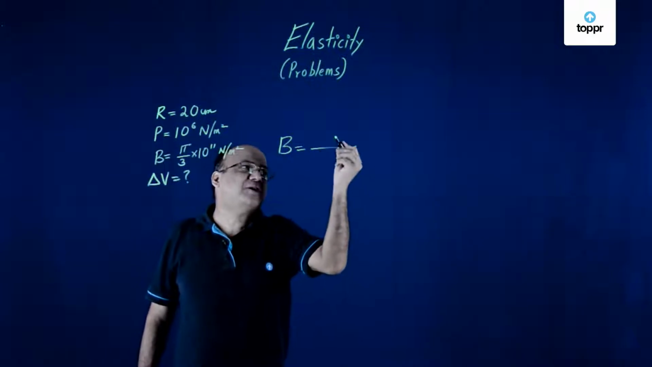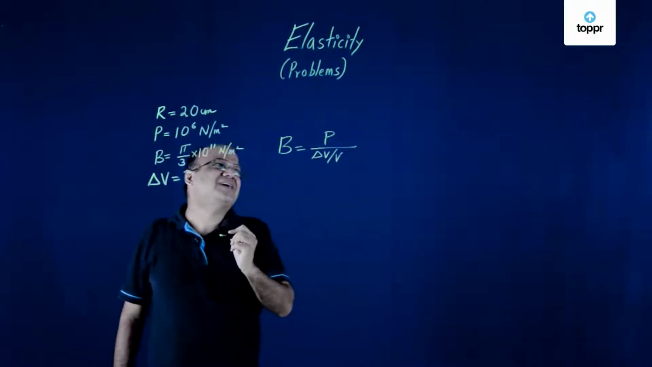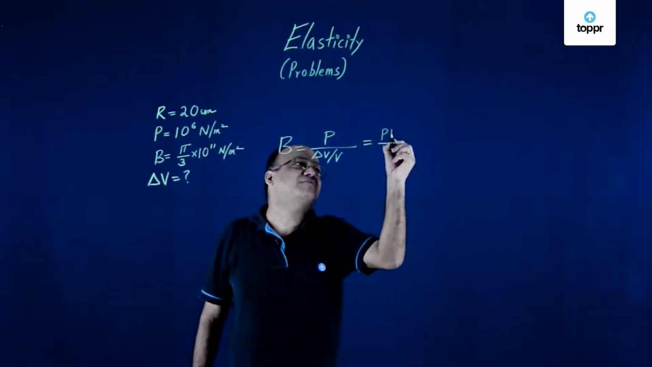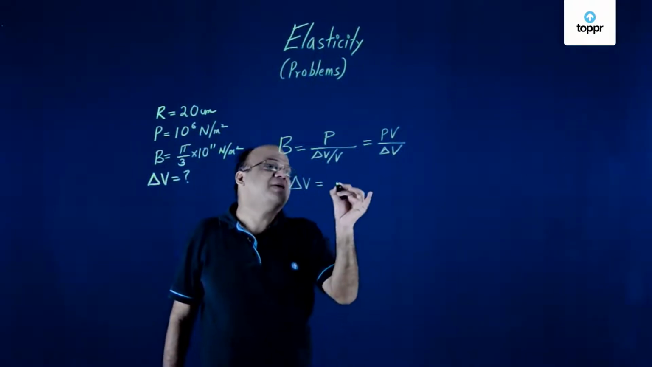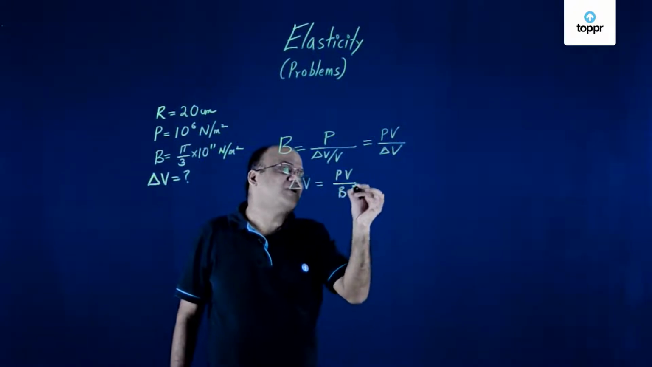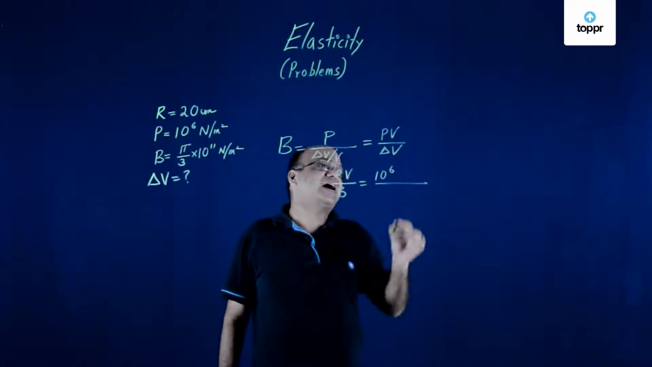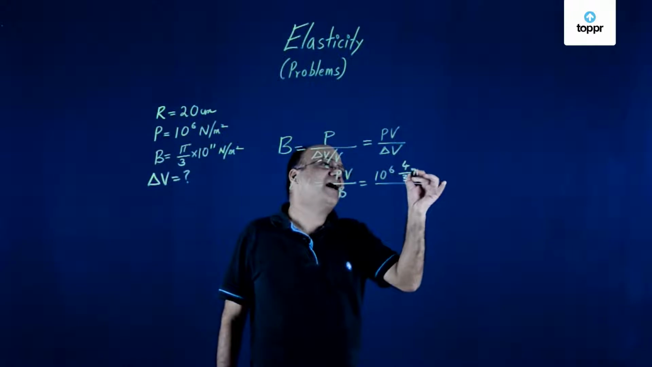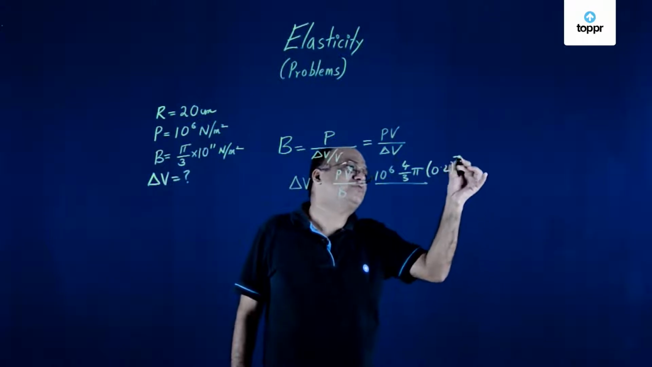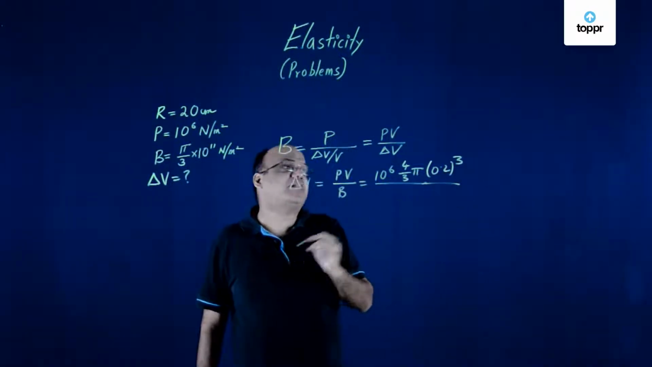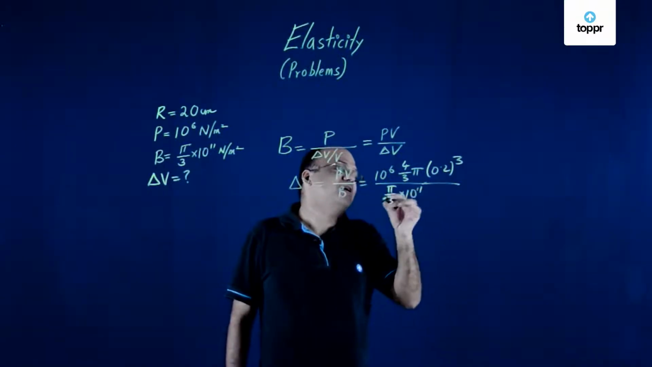So what is bulk modulus? Bulk modulus is given by pressure, or the change in pressure, divided by delta V by V. Right? So therefore this becomes PV by delta V. So change in volume, delta V will be equal to PV by B. So what is the pressure? 10 to the power 6. Volume will be given by 4 by 3 pi r cube. So r cube, radius is 0.2 meters. So 0.2 cube, divided by bulk modulus, which is pi by 3 into 10 to the power 11. So pi will get killed.